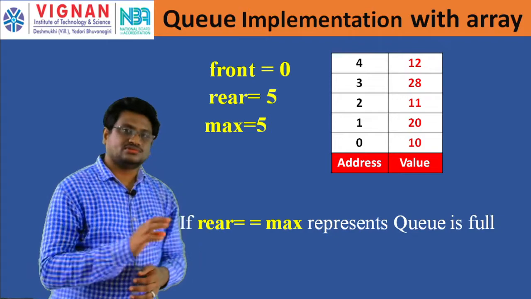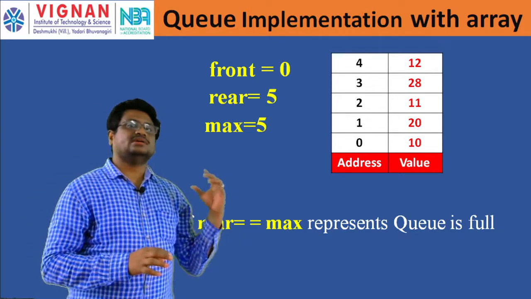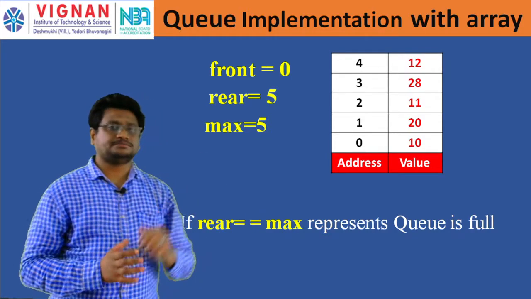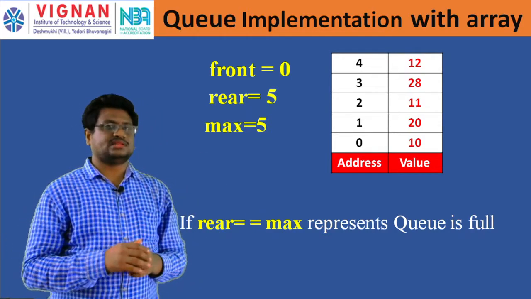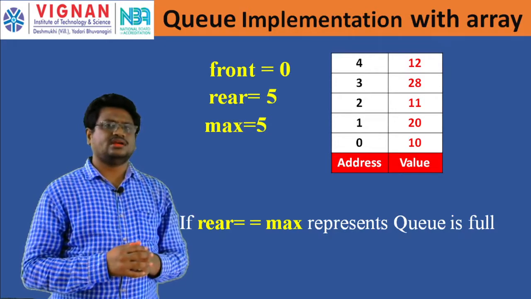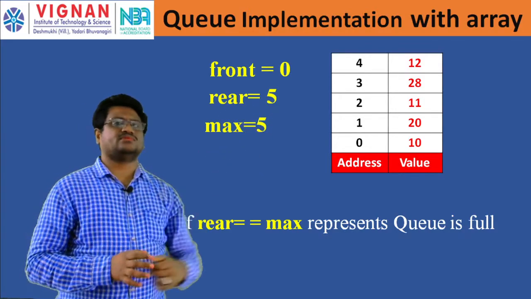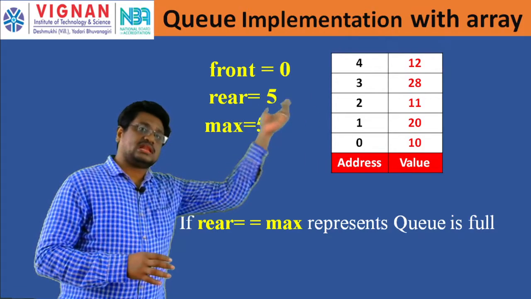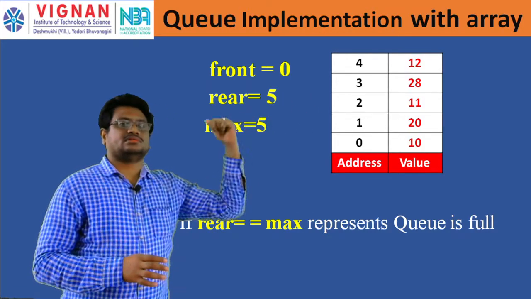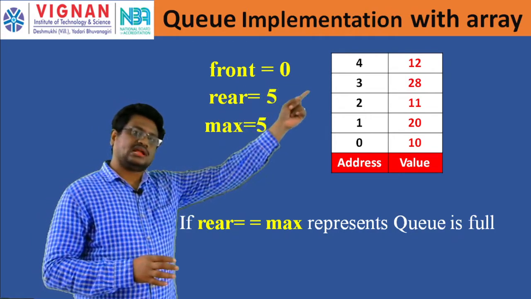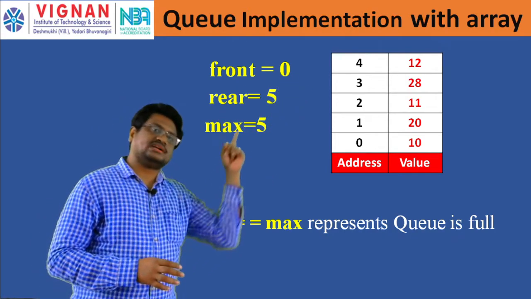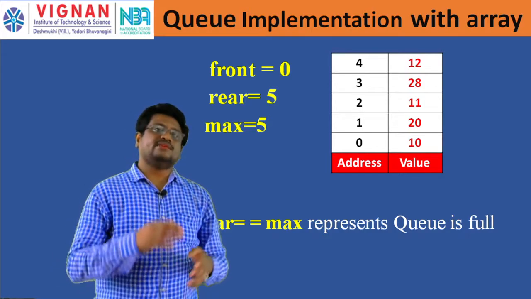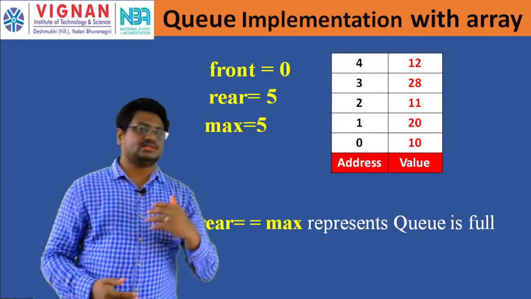If rear equals max, then I will say the queue is full. See, if you consider other examples on the internet, here rear will become 4, because they represent the last element of the queue. So here the last element is at 4, so they will consider the rear as 4. If I want to insert a value again, they will increment the rear, then insert the value.